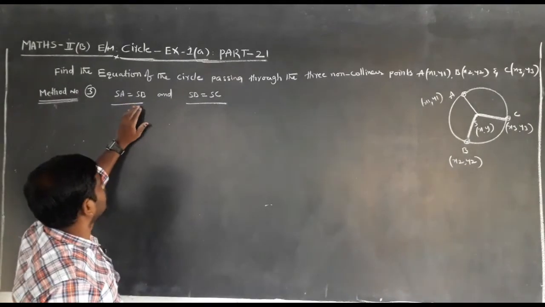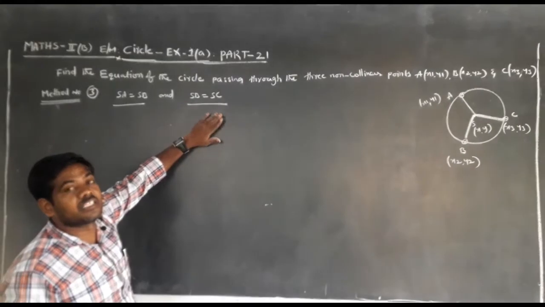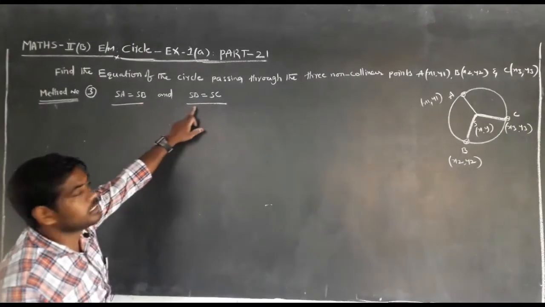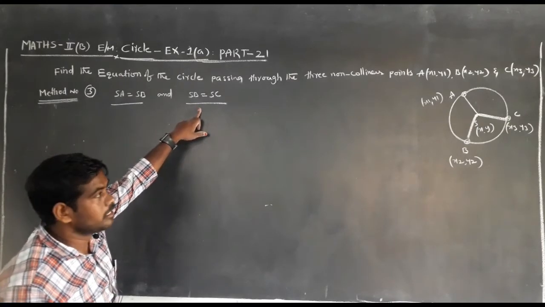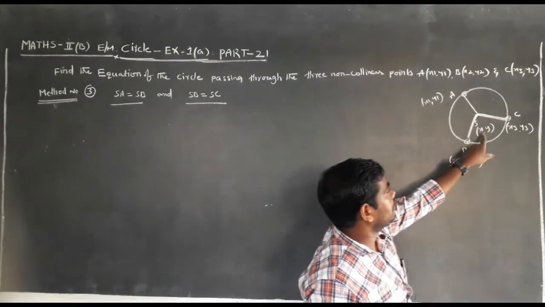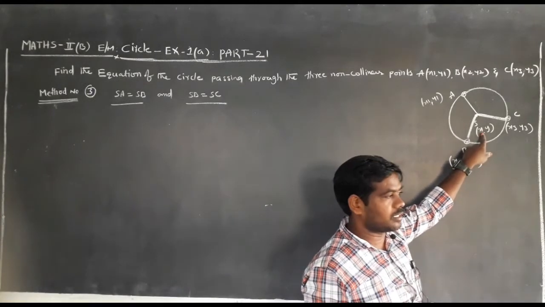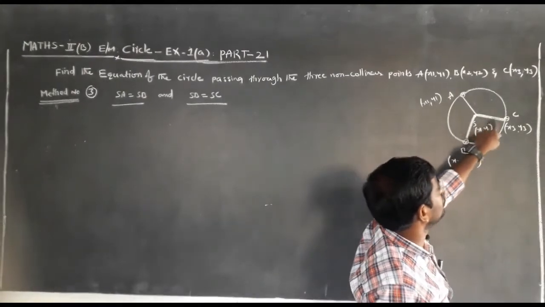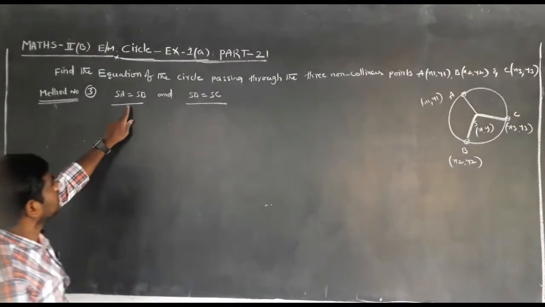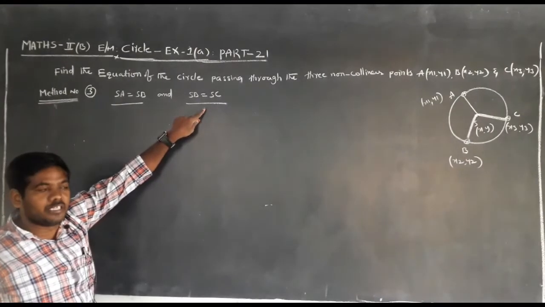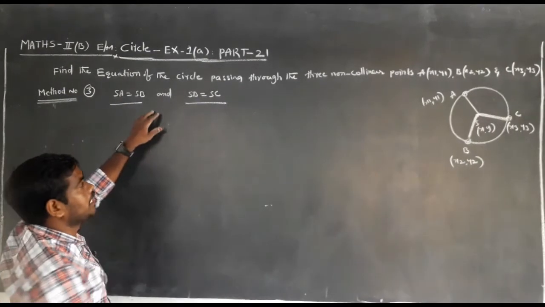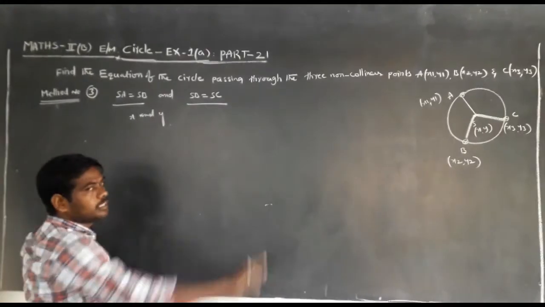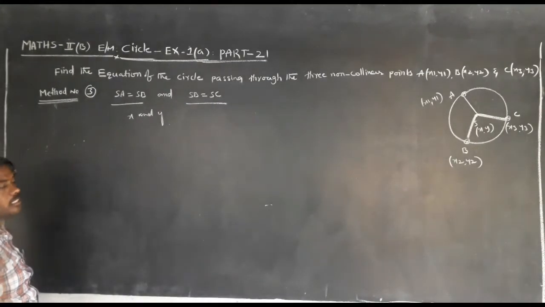These are two equations simultaneous in variables x and y, solving them for x and y. First of all, let S(x, y) be the center of the circle. Construct SA equal to SB and SB equal to SC. This gives two equations simultaneous in variables x and y, and we solve them for x and y.